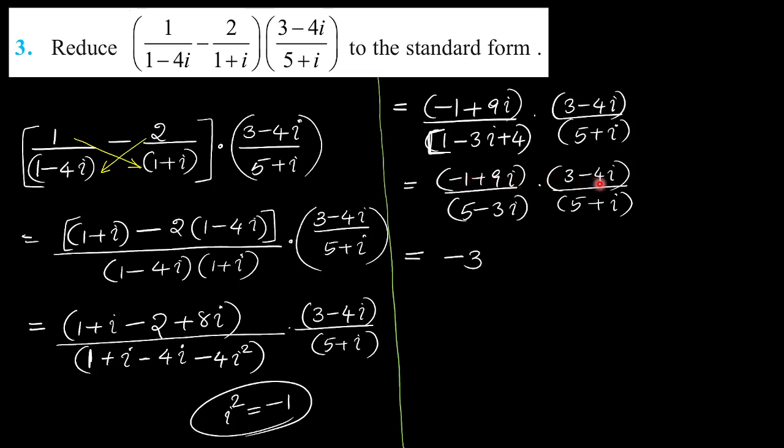Minus 1 into minus 4i is plus 4i. Then 9i into 3 is 27i.